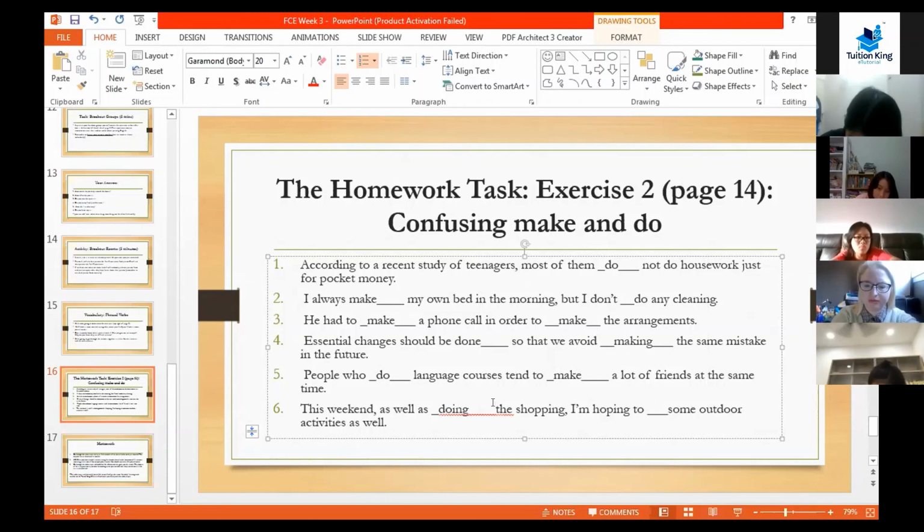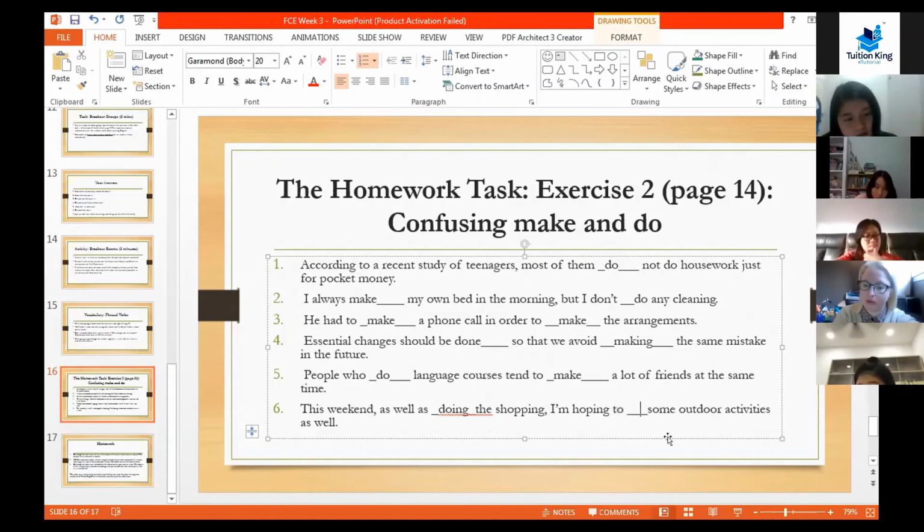what's the form here? Just pay attention now, there's a bit of a trick because now you have the infinitive form. So now you no longer need the continuous because it's the infinitive form. So is it make or do? Do we do some outdoor activities or do we make outdoor activities? Okay, I'll give you the answer to this one. Do. So you do activities. Okay, thank you everyone.